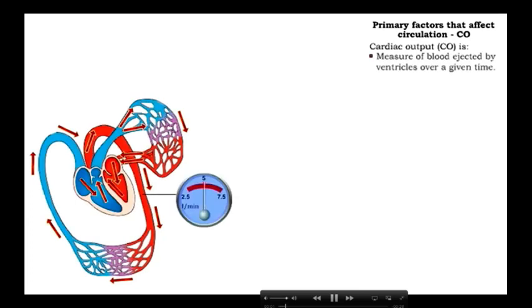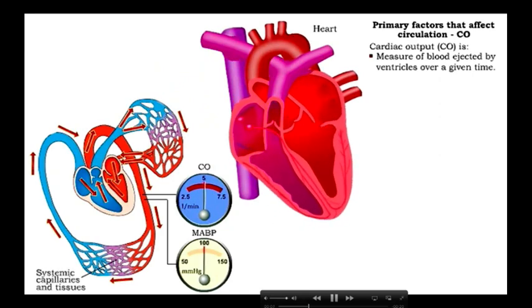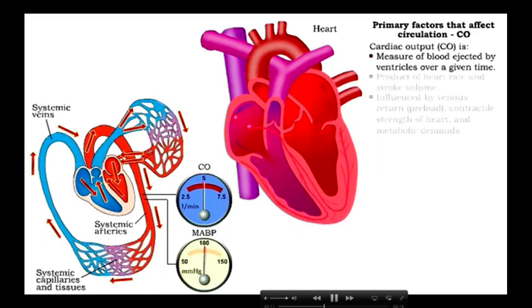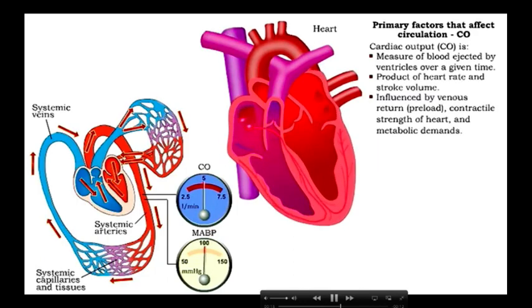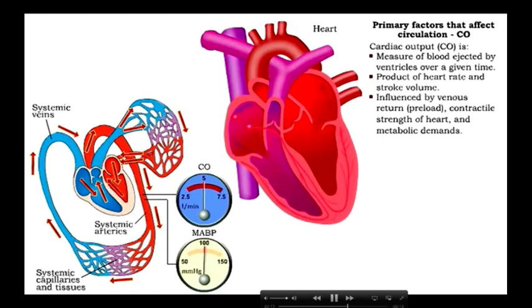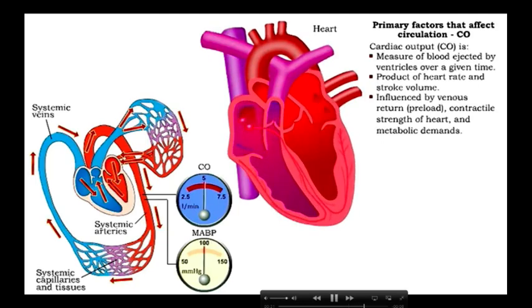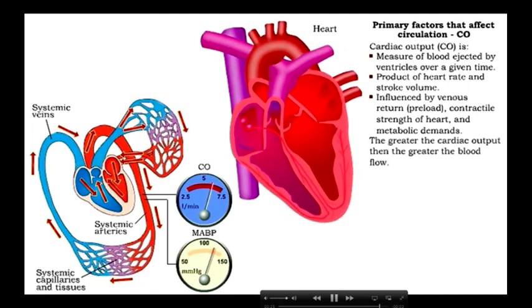Systemic blood flow is affected by cardiac output, the volume of blood driven by heart contractions. Cardiac output is the product of heart rate and stroke volume, and is influenced by venous return, the contractile strength of cardiac muscle cells, and metabolic demands. The greater the output, the greater the flow.